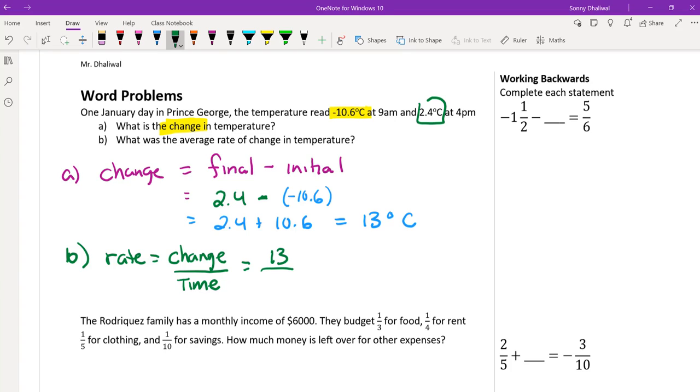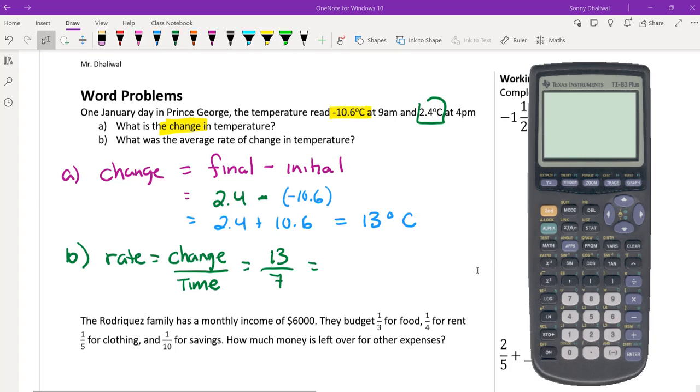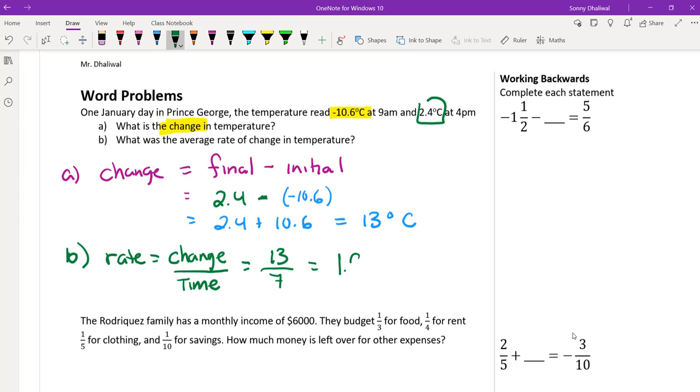Next question is, how long did it take for that change to take place? Well, it started at 9 and it went to 4 p.m. How many? 7 hours. So we go 13 divided by 7 on our calculators. What do we end up with? 1.8? Do we need to round that? Well, it's 1.85, so you could round it to 1.9. Yeah, so 1.85, let's round that to 1.9. Okay?